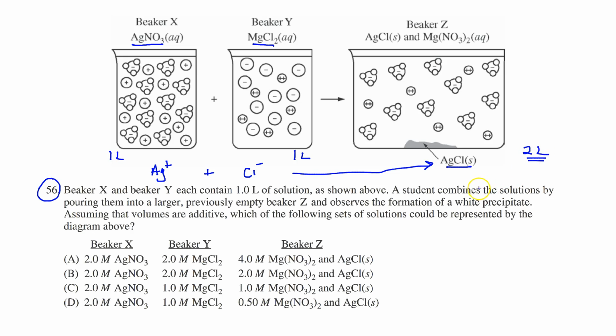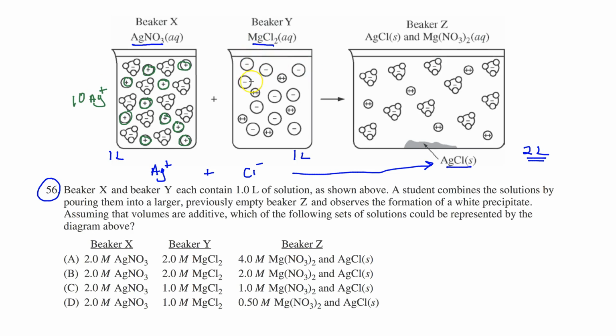They're saying, okay, given all that, assuming the volumes are additive, which of the following sets of solutions could be represented by the diagrams above? Now we have some molarities here. And I'm comparing molarities of one beaker to the other, so really oftentimes it's good to count. So let's count the amount of silvers. 1, 2, 3, they're plus 1, 4, 5, 6, 7, 8, 9, 10. All right, so I've got 10 silver ions.